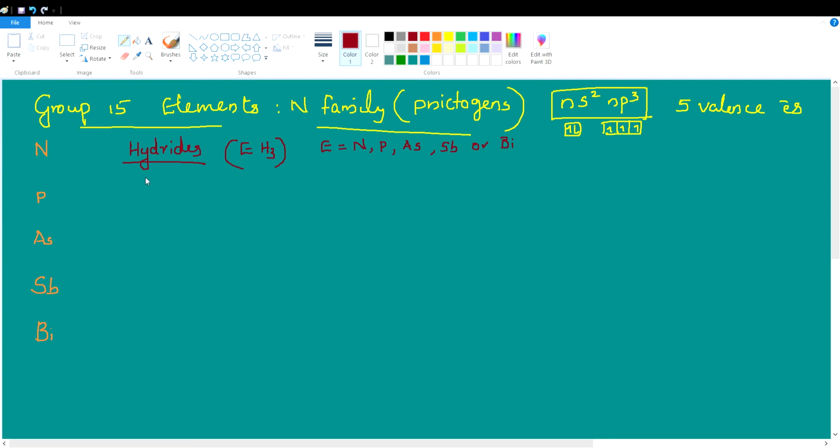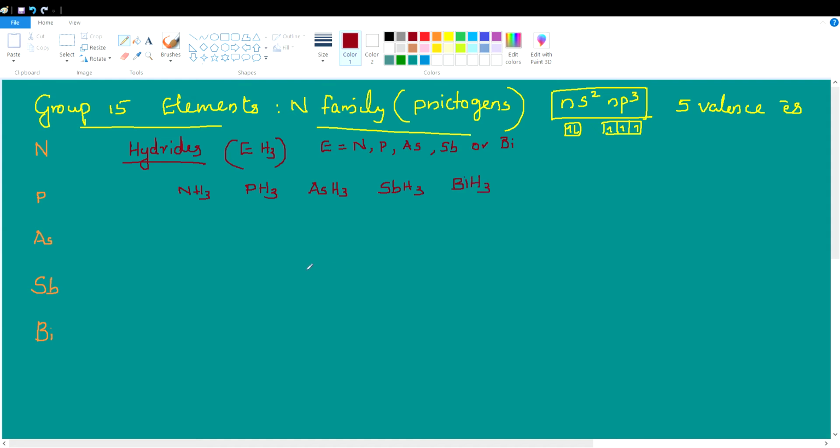Hydrides of group 15 elements. Hydrides of group 15 elements have the general formula EH3, where E is the group 15 element. So the hydrides can be written as NH3, hydride of nitrogen, ammonia. Then hydride of phosphorus, phosphine. Arsenic hydride, arsine. Antimony hydride, stibine, SbH3. Bismuthine, the hydride of bismuth.